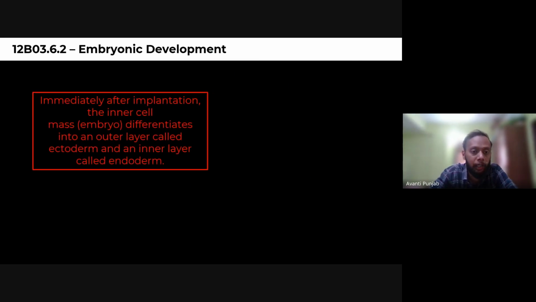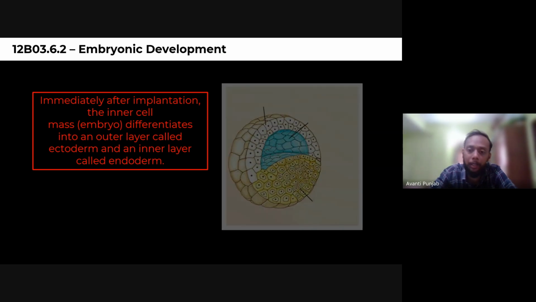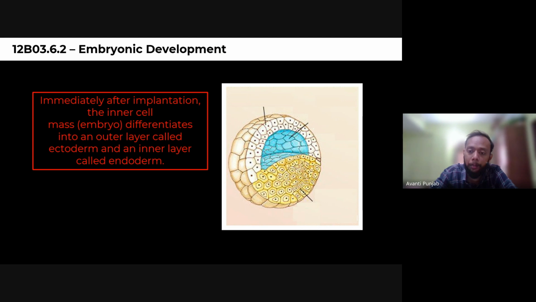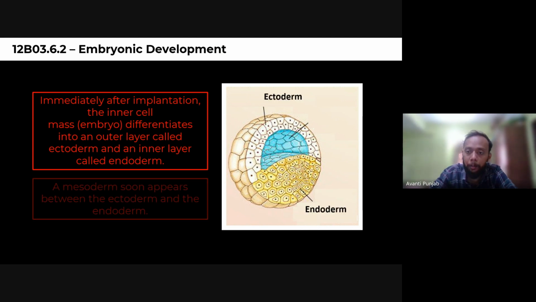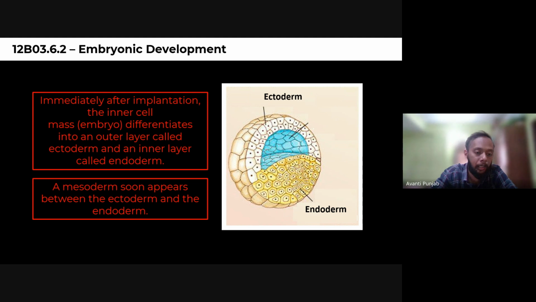So immediately after implantation, the inner cell mass differentiates into outer layer called as ectoderm, inner layer as endoderm, and then बाद में आपका mesoderm भी बन जाता है. So you have ectoderm, mesoderm, endoderm getting formed, and उसके बाद you will find a mesoderm soon appears between the ectoderm and the endoderm. So once you have formed these 3 layers, now they will give rise to the embryo. अब यहाँ से आपका embryo formation यहाँ पे होगा.